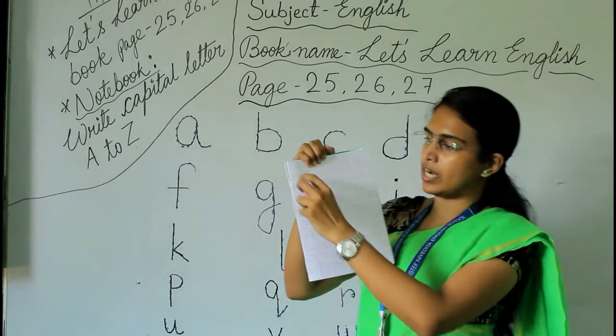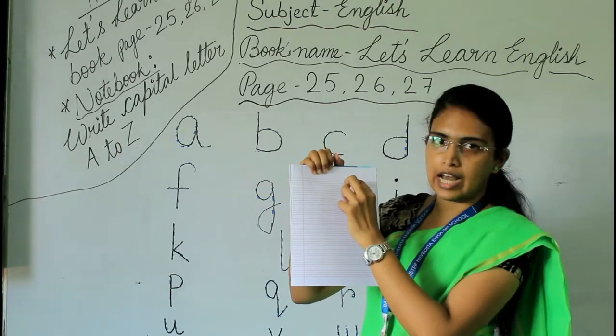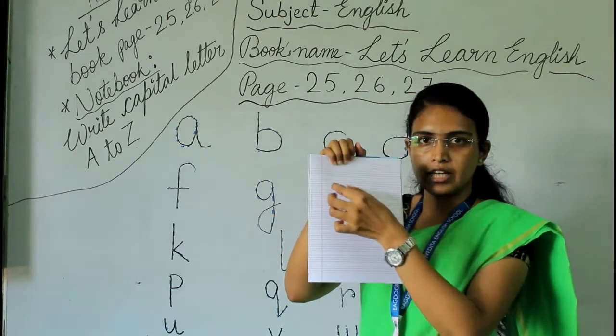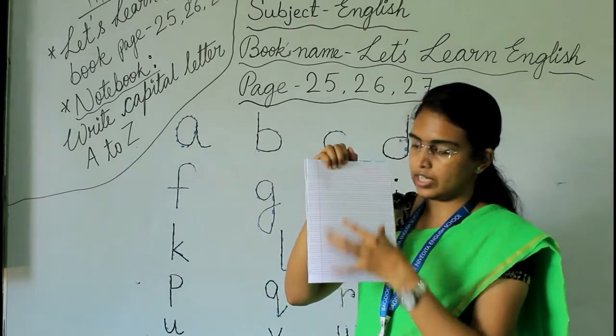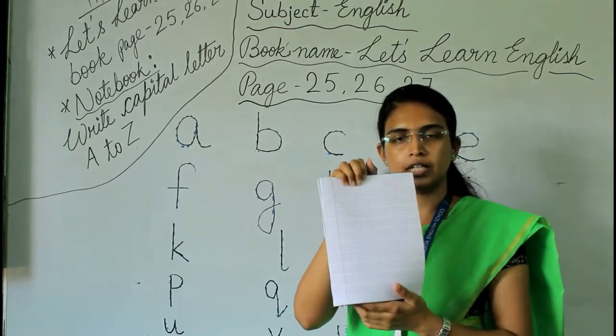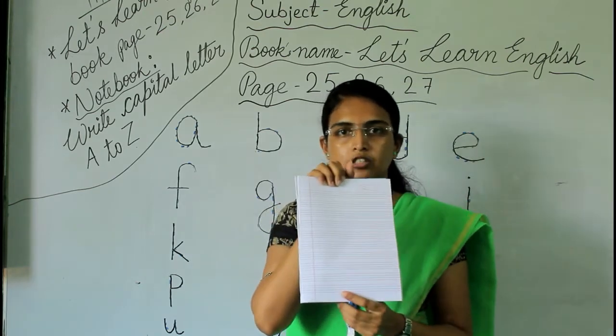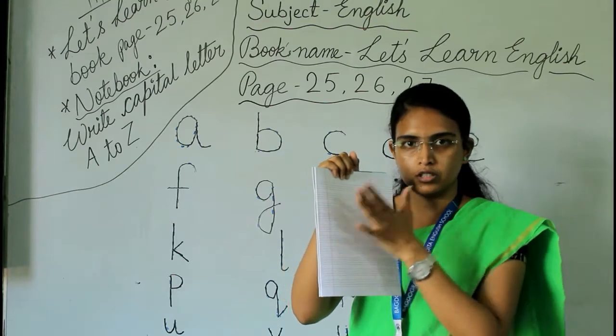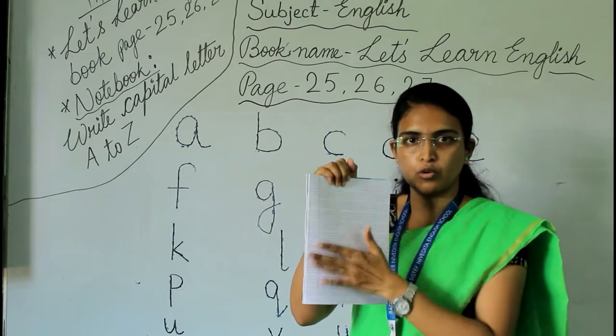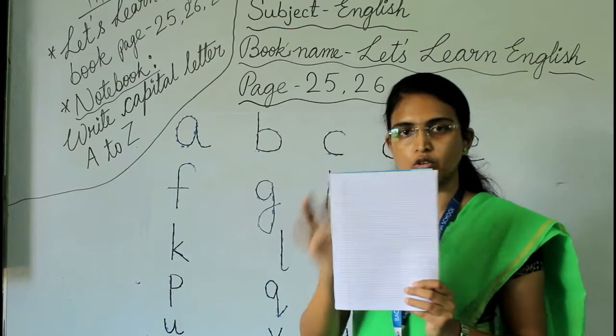Tell your parents to write the question here, and after that write capital letters A, B, C, D, E, F like this up to Z by yourself. Don't take the help of your parents. You all know how to write ABCD, right? So write in your copy also. This is your copy, means this is your notebook. So you have to write in your notebook also.